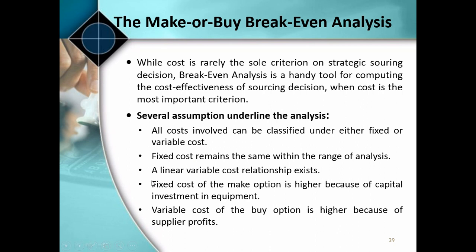Okay, and then lepas tu akan ada a linear variable cost relationship exist. Okay, so bila dia dah buat antara fixed cost dengan variable cost, akan ada linear variable cost relationship exist. Akan adalah garisan untuk menunjukkan relationship tu. Okay, and then fixed cost of the make option is higher because of capital investment in equipment. Okay, so kat situ kita boleh nampak fixed cost tu dia tinggi sebab melibatkan investment in equipment. Okay, mungkinlah melibatkan mesin yang kita nak beli.